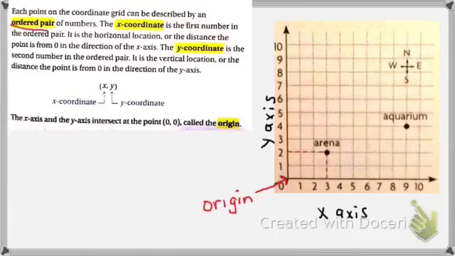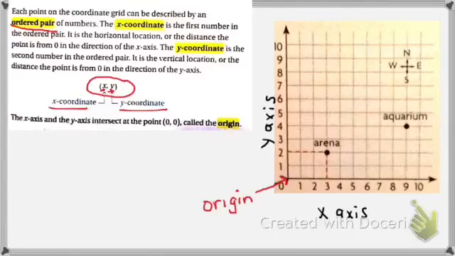My ordered pair is a pair of numbers. It shows the x-coordinate and the y-coordinate. It's always written in parentheses, as you see here. The x-coordinate is always written first. The y-coordinate is always written second.